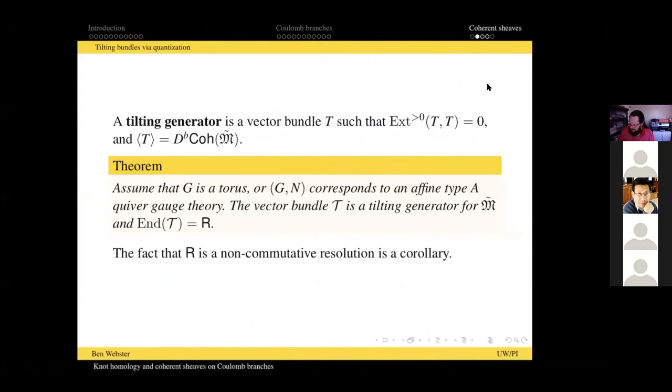So this gets you a tilting generator. You can actually find that on any resolution there's a tilting generator whose endomorphisms are this cylindrical KLR algebra. And that's actually how you prove that it's a non-commutative resolution.